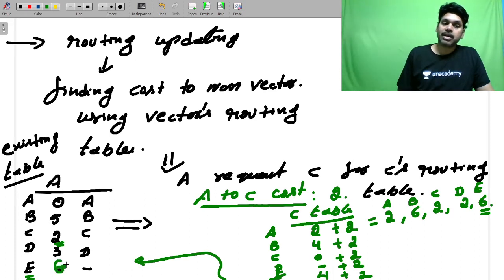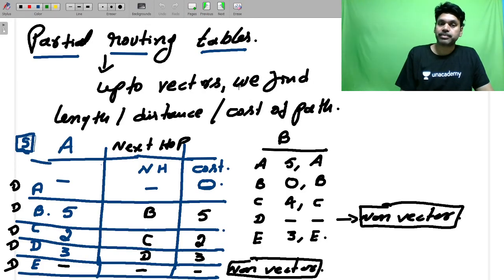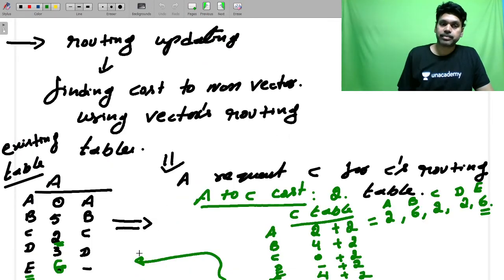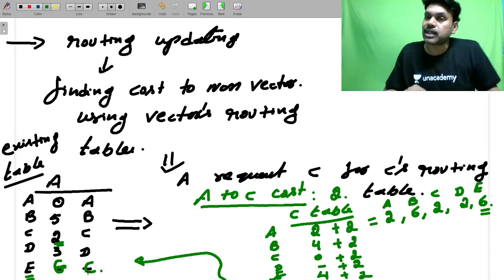6. What is your next hop? You are going to E. How are you going to E? Please look: A goes to E via C. That is your next hop. A's next hop is C. So you completed it. If you want me to do another style, you can also do that.